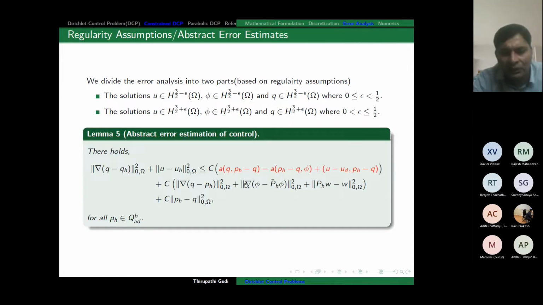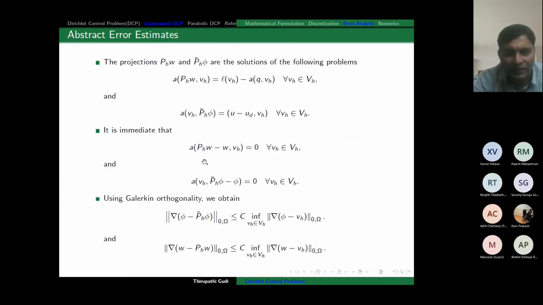So I said that we can use nice projections here, the Galerkin projections for W and phi. They are the Galerkin projections. The P_H W minus W is there. So this is orthogonality with respect to the H1 inner product. This is for phi. So once we have these orthogonalities, these projections are quasi-optimal in the sense that the error is the best, and the same thing for W as well. So because of this orthogonality, these are the quasi best approximations.